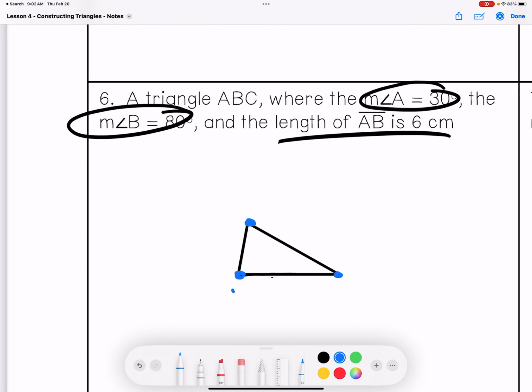All right, so this is AB. Angle A was 30 degrees, so I'm going to do BA because this was 30 degrees, and this was 80. And that's obviously C there.